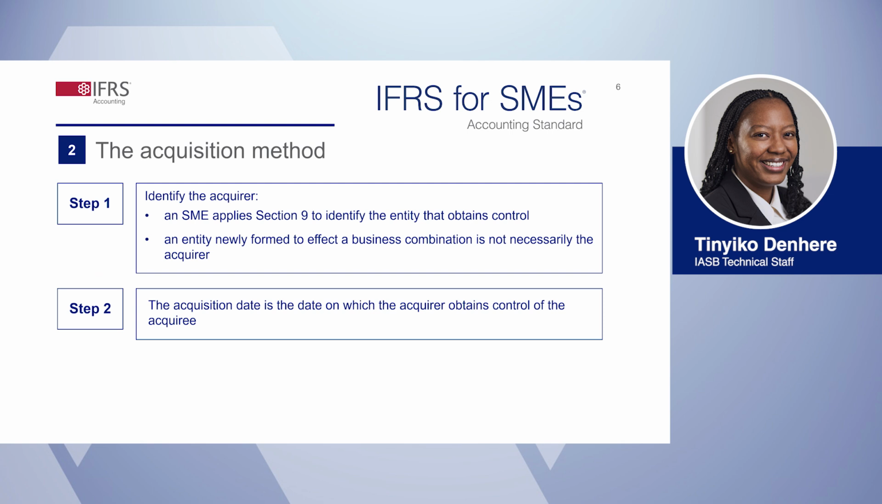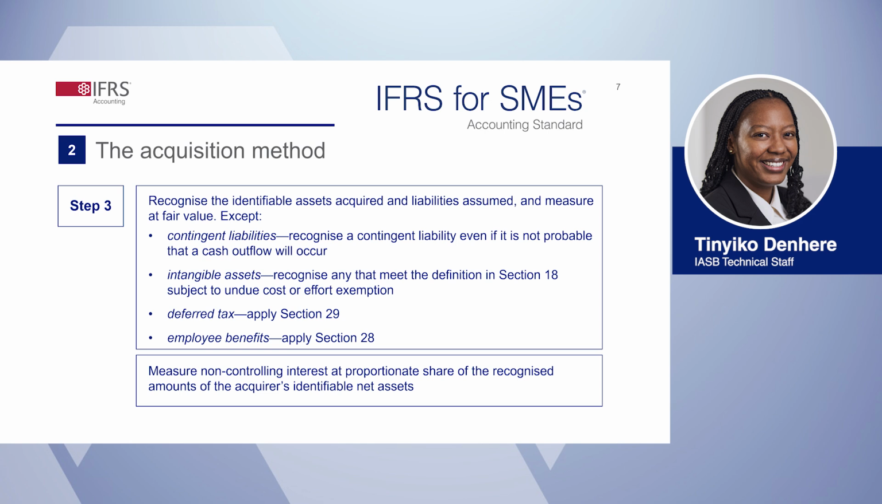Once the acquirer has been identified, the next step is to determine the acquisition date, which is when the acquirer obtains control. Steps 1 and 2 are normally straightforward for many SMEs, but step 3 can take more work. In step 3, an SME identifies and recognizes the assets acquired and liabilities assumed in a business combination if they meet the definition of an asset or a liability. The assets and liabilities recognized are measured at fair value at the acquisition date.